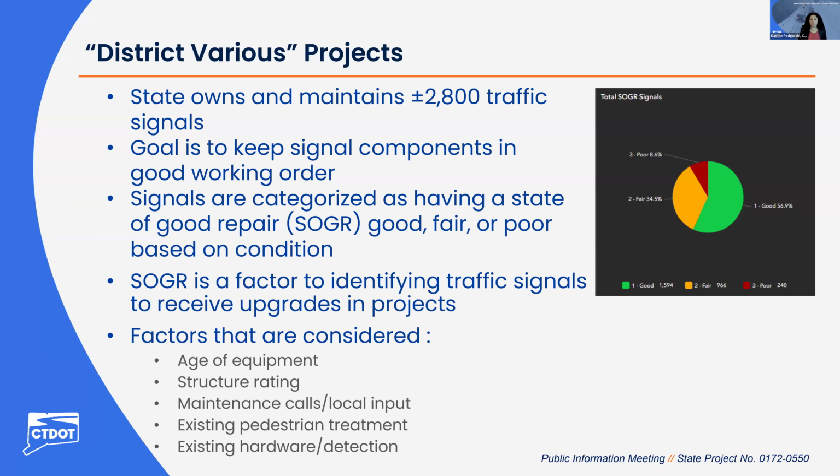So we try to focus these projects on improving the situation overall for the traffic signal assets in our state. And so we use criteria such as age of equipment. All of the support structures that hold up these traffic signal heads are evaluated, so we know the condition of the structures, and if they're in poor condition, they're more likely to be included in a project like this. We have information on maintenance calls or input from our district maintenance staff or from local authorities that share information with us. And we can also look and see the state of the existing hardware and detection equipment to see if it's really outdated and in need of an upgrade, or if we have some kind of old-fashioned pedestrian treatments that could really benefit from being updated. So all of those go into the selection of which traffic signals are included in projects like these.